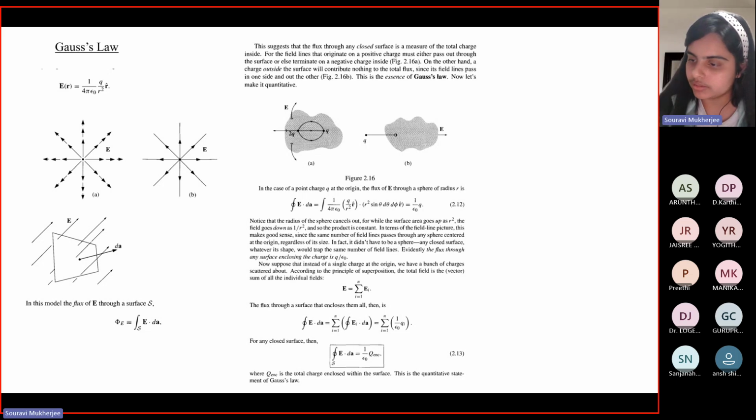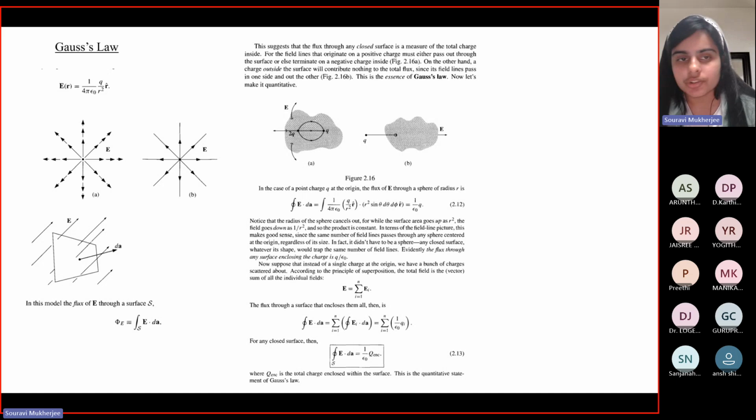Okay. So I'll consider it's clear to all. So now let us talk about Gauss's law.